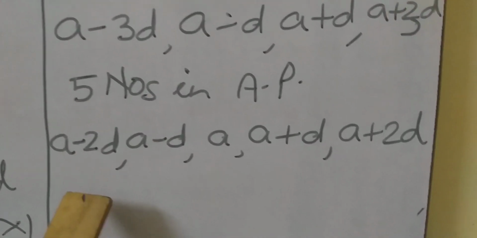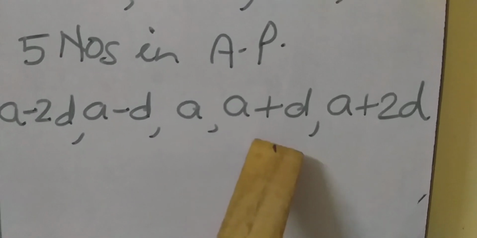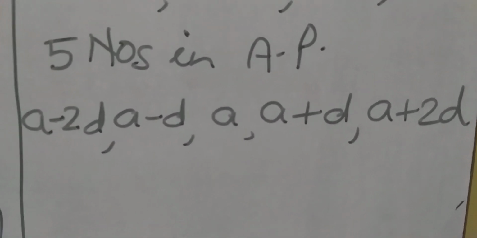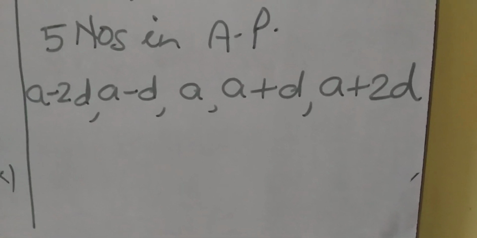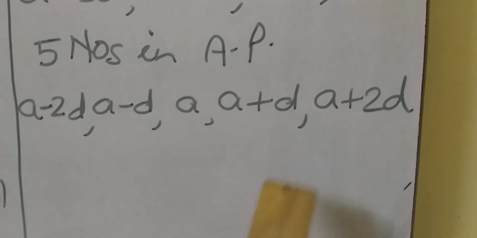A minus 2D, A minus D, A plus D, A plus 2D. Okay, students, so these are 5 terms. So when the question asks about these kinds of terms, remember this.